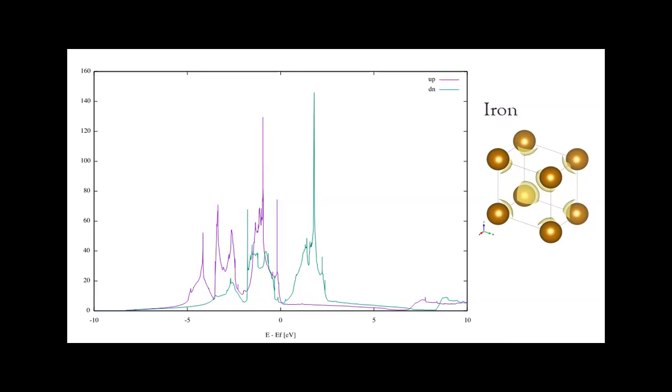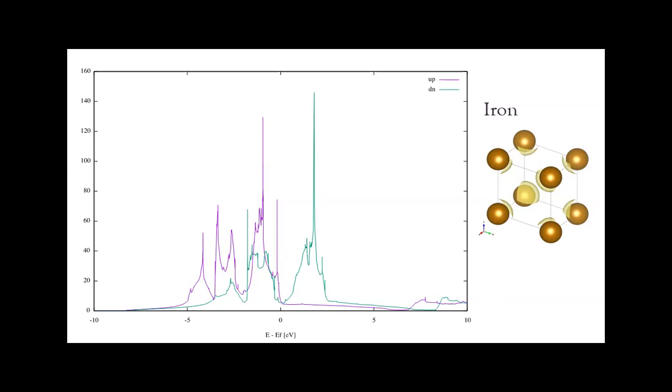In all the other ones, they would be identical for up and down electrons, because they have the same number of up and down. But this one has different numbers of up and down, so the density of states looks different. At this value right here, you can see there's more purple than bluish. Here, there's more bluish than purple. That's why this is magnetic, because it has more of one than the other at a particular energy. Make sense?